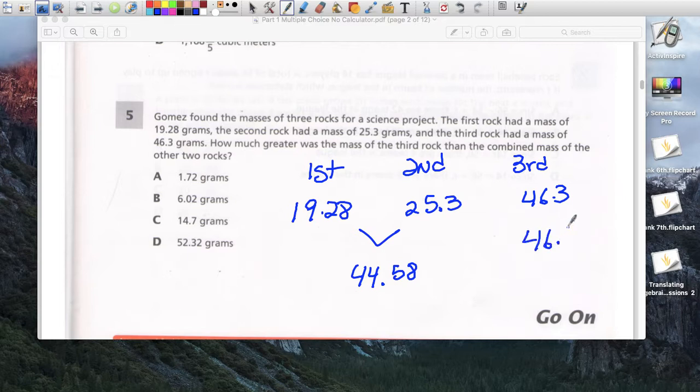So let's subtract 46.3 minus 44.58. Make sure you line up your decimals. If you line up your decimals, all the place values will be lined up under each other correctly. We need to add a zero here.